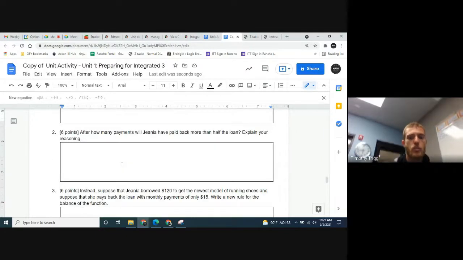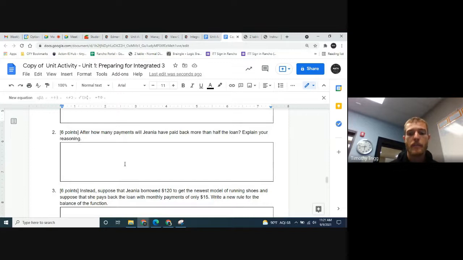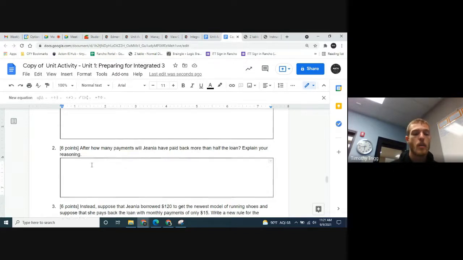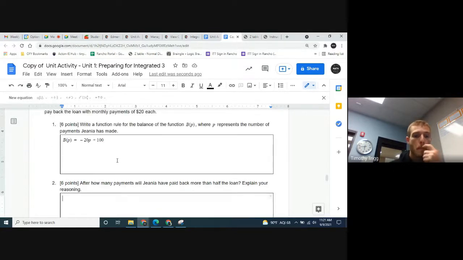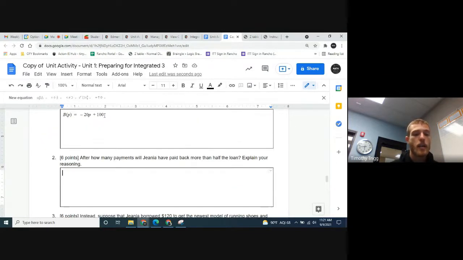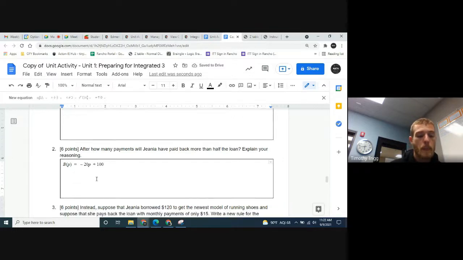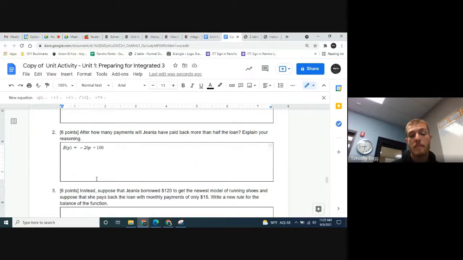After how many payments will Jana have paid back more than half of the loan? Explain your reasoning. Okay, so since she's making $20 payments, well, we can go ahead and take this same function here. I'm going to just go ahead and copy and paste. Now, after how many payments will she have paid back more than half?